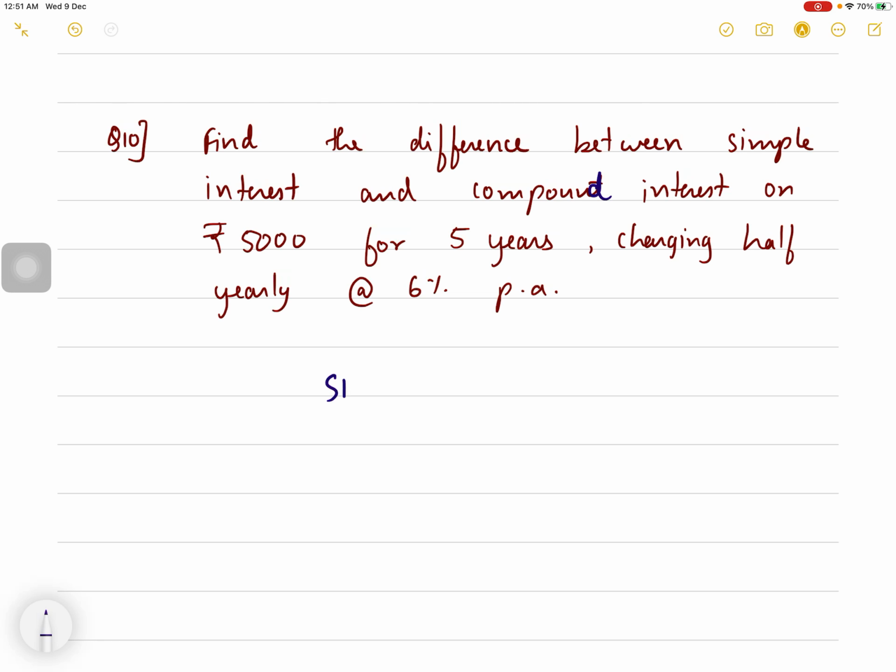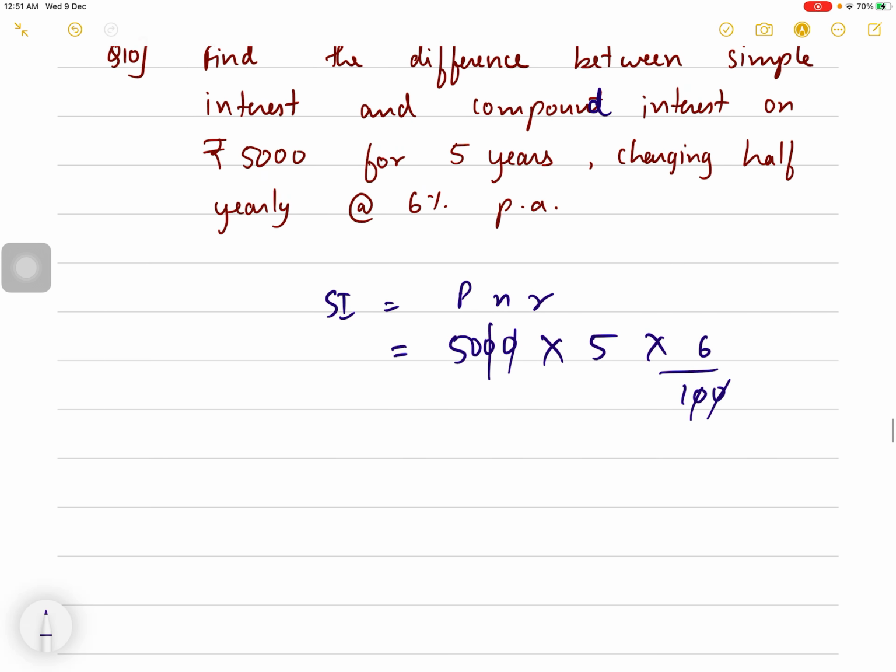So simple interest is equal to P into N into R. Principal is 5,000, N is 5 years, and rate of interest is 6%, so 6 upon 100.